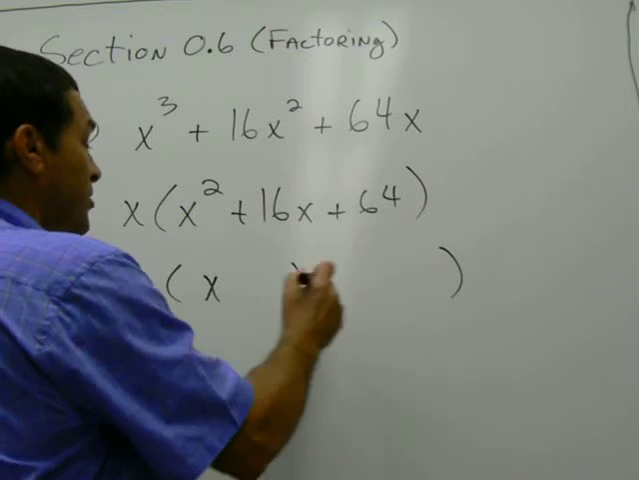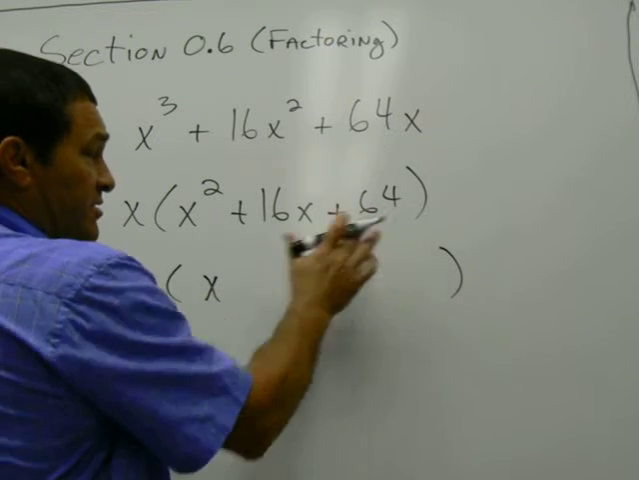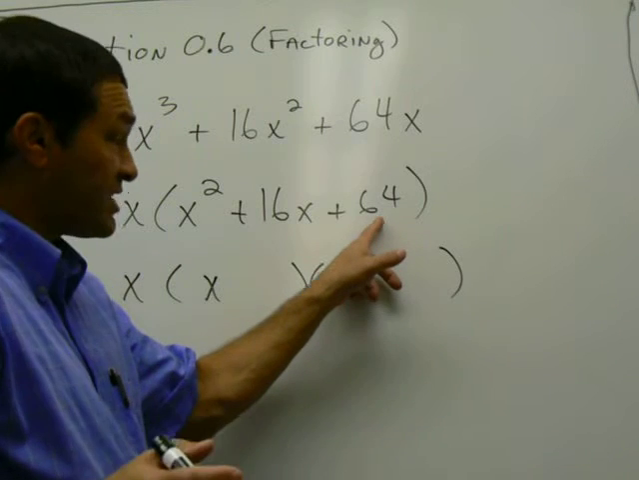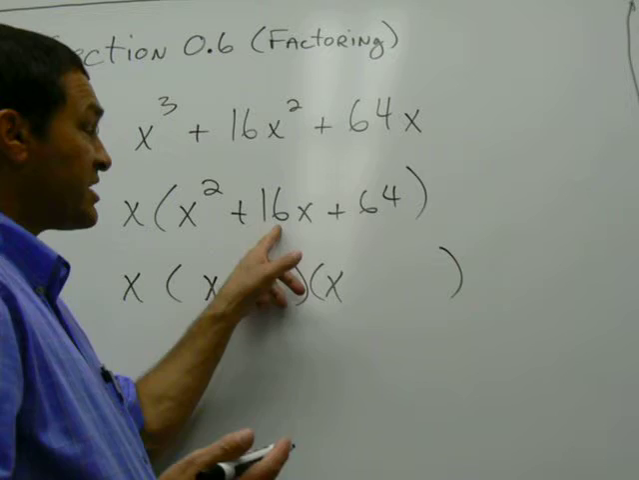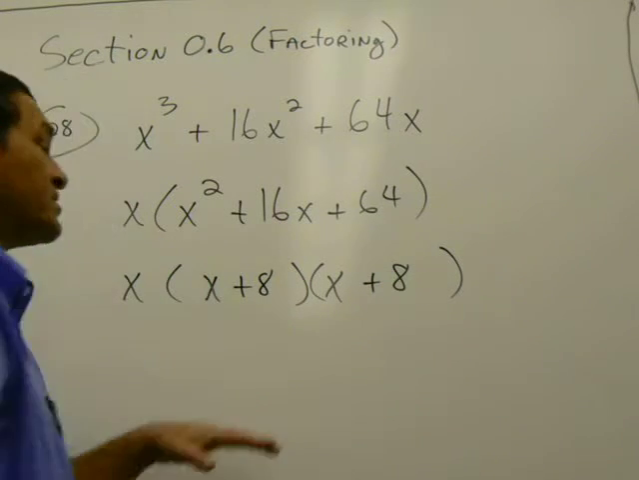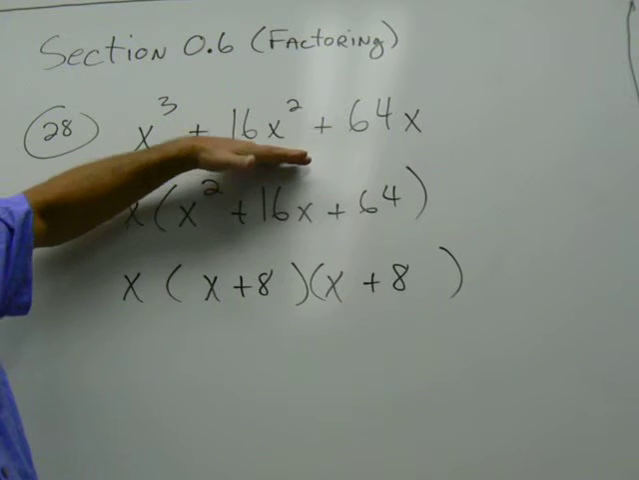The first term, what did you multiply to get your x squared? It's going to be x times x. And then the rest of this is easy. Two numbers you can multiply together to get 64, and when you add them together, so you get your inner and outer terms, you get 16. There's going to be 8 and 8. So that's the complete factorization of the expression that we started with.